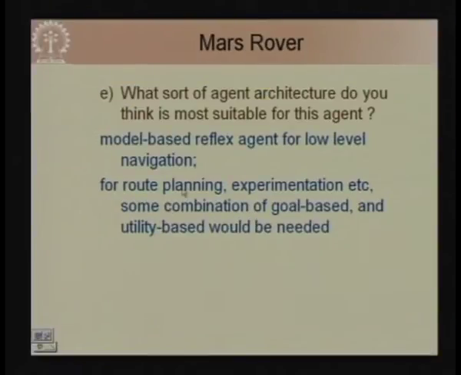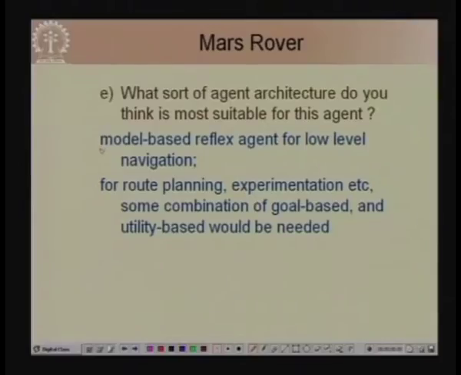The final question on the Mars rover was, what sort of agent architecture do you think is most suitable for this agent? In my mind, a hybrid architecture which has components of both a stimulus response or reactive type of architecture as well as deliberative architecture would be ideal. For example, I would visualize a model based reflex agent for low level navigation and a goal based or utility based agent for other tasks like route planning, experimentation, etc.